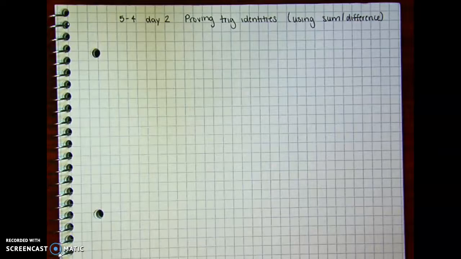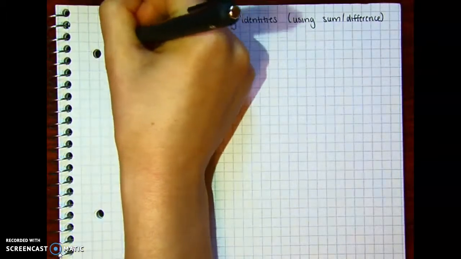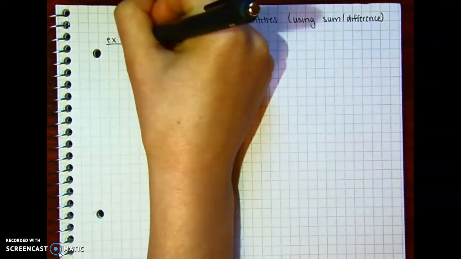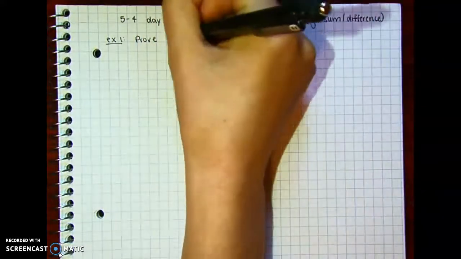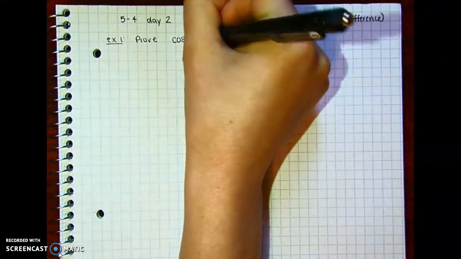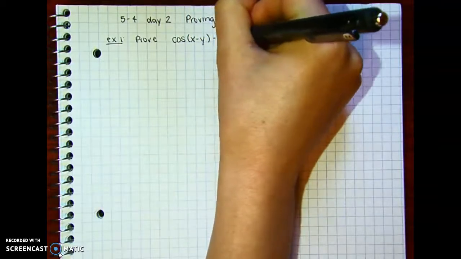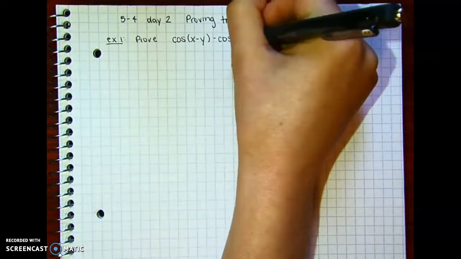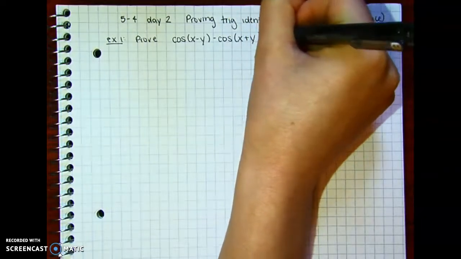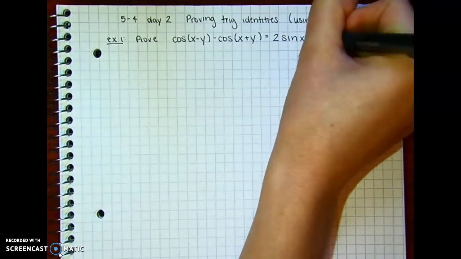In this video I'm going to be showing you how to use sum and difference identities to prove trig identities. So the first proof we're going to do, we're going to prove that cosine of x minus y minus cosine of x plus y equals 2 sine of x times sine of y.